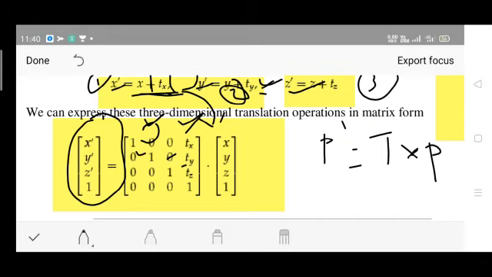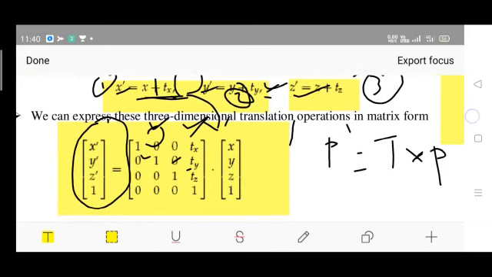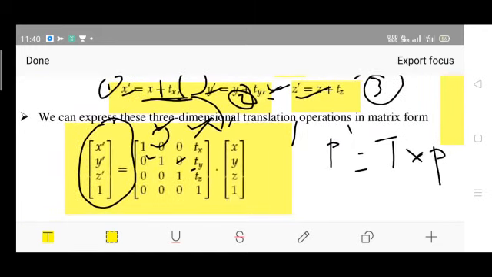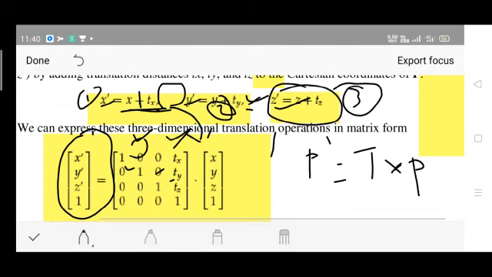Now check equation number 3. What is equation number 3? z' = z + tz, right? In this equation, is there any x factor present? No, so x is 0. Is there any y? No, so y is 0. Is there any z? Of course, 1 into z. What is the coefficient? 1, mention. There is a constant term tz, mention, right? And the fourth row will be 0 0 0 1, the constant term.